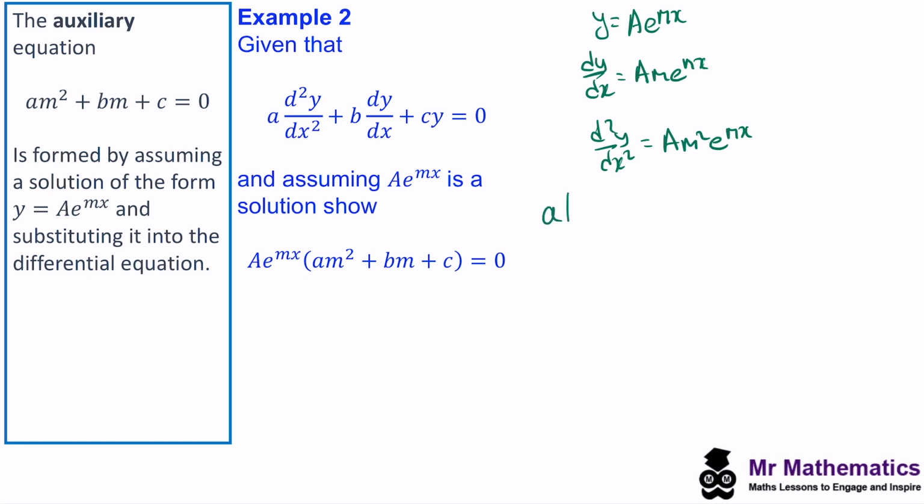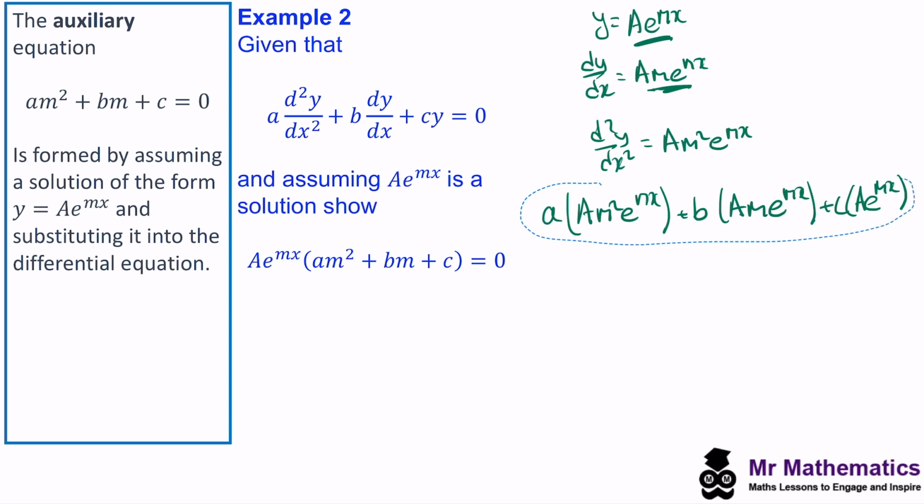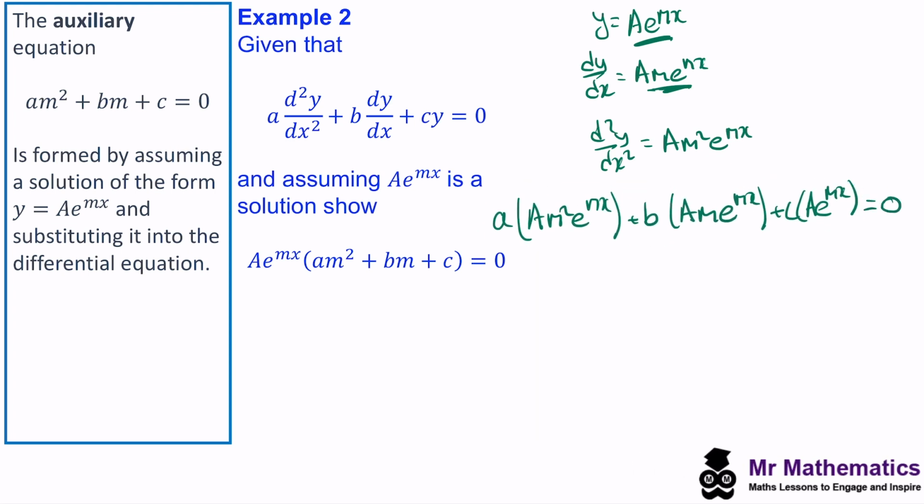So we have a times a m squared e to the mx, plus b, which is this term, am times e to the mx, plus c, so a e to the power of mx. I'm just going to move this across a little bit, and all of this is equal to 0. Now we can simplify this left-hand side by factoring out the a e to the mx. So now we get the a term and the m squared term, so am squared, the b and the m term, so plus bm, and then we've already got this term here, so just c, and this is equal to 0.